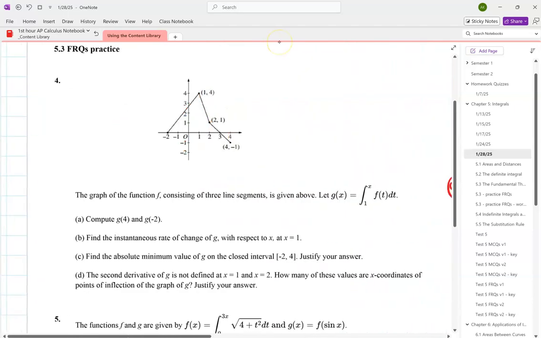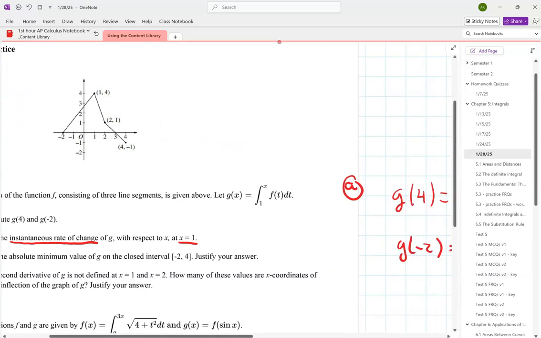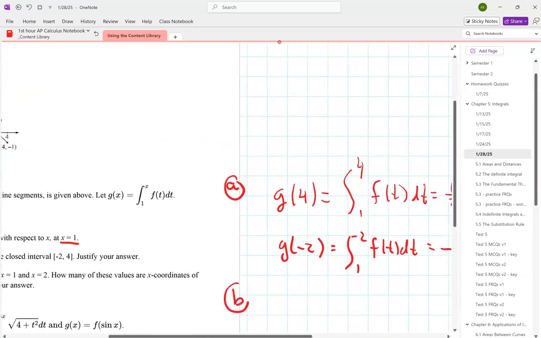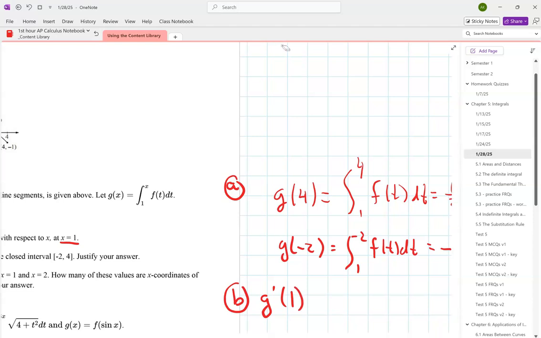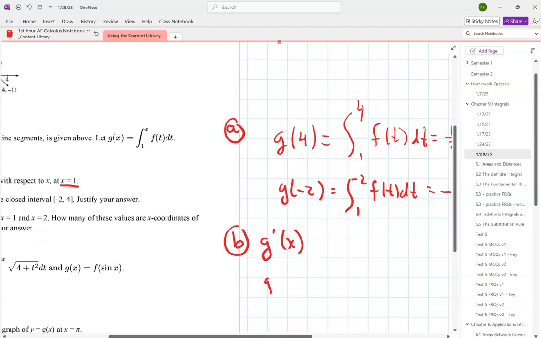Let's erase some of that stuff now. Part B, it says, find the instantaneous rate of change of g with respect to x at x equals 1. When I hear instantaneous rate of change, I think derivative. And since it's at 1, I'm going to be looking at g prime of 1. Now I'm going to compute g prime of x in general first, and then we'll do g prime of 1 afterwards.